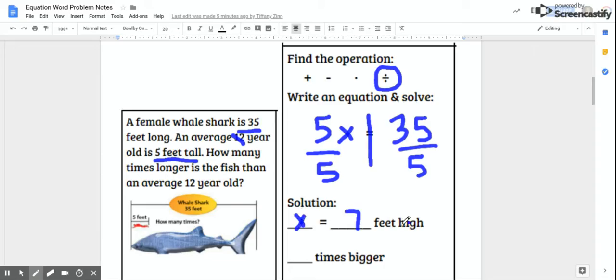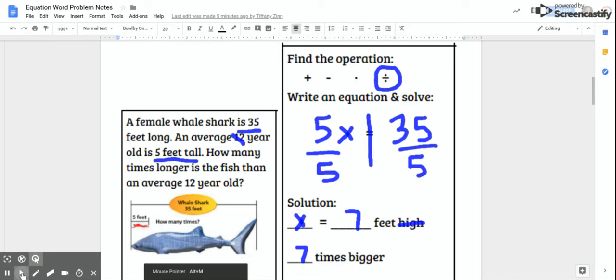And the word high isn't supposed to be there. There isn't accidentally a typo. It's just 7 feet, like times longer. So the answer, it's 7 times bigger. So the average sixth grader is 5 feet tall. A lot of you are taller than that. But a female whale shark is about 7 times larger than the average sixth grader.